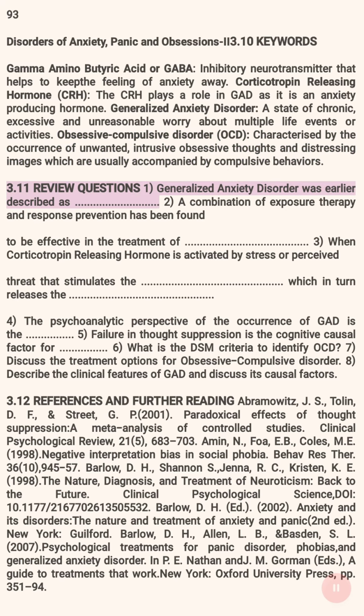Review Questions. 1. Generalized anxiety disorder was earlier described as 2. A combination of exposure therapy and response prevention has been found to be effective in the treatment of 3. When corticotropin-releasing hormone is activated by stress or perceived threat, that stimulates the, which in turn releases the 4. The psychoanalytic perspective of the occurrence of GAD as the 5. Failure in thought suppression as the cognitive causal factor for 6. What is the DSM criteria to identify OCD? 7. Discuss the treatment options for obsessive-compulsive disorder. 8. Describe the clinical features of GAD and discuss its causal factors.